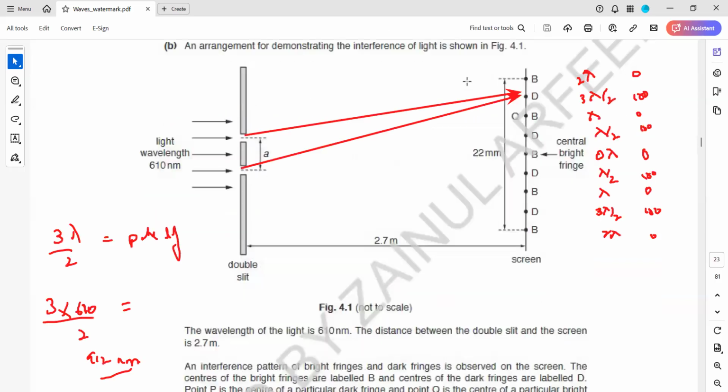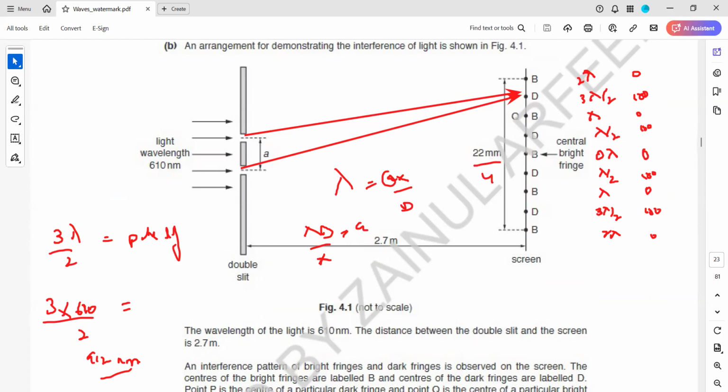So in a double slit, what is our formula? In a double slit, our formula is lambda is equal to AX over D. We need A, so it will be lambda D divided by X is equal to A. But what about X? As I mentioned, 22 millimeter is the distance for the 4. So 22 should be divided by 4 and it is in millimeter.